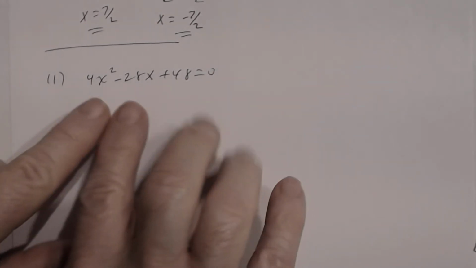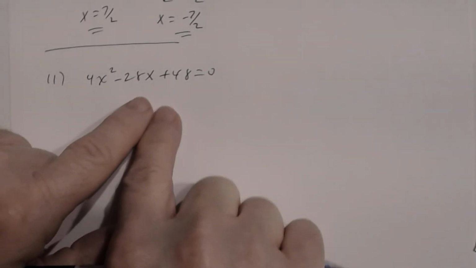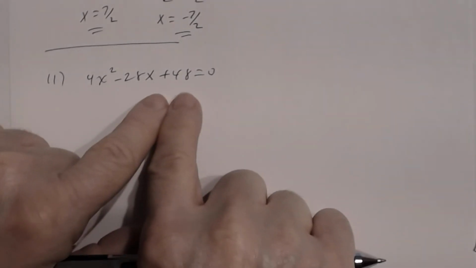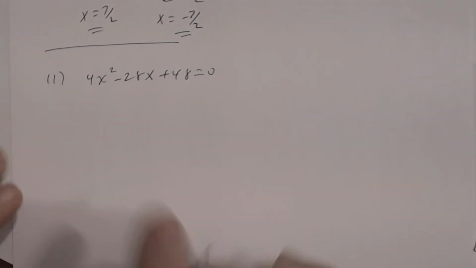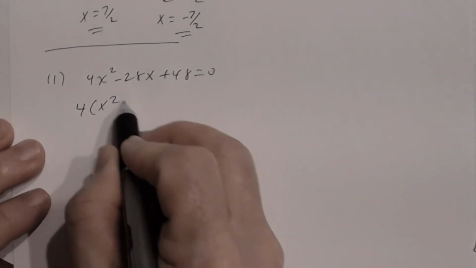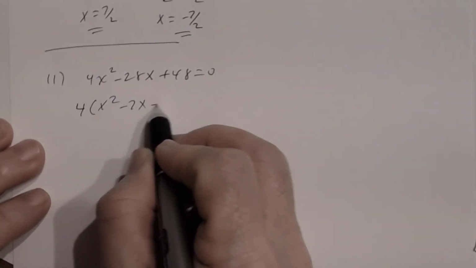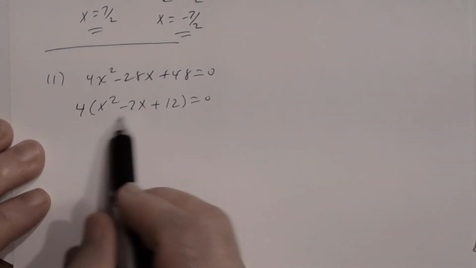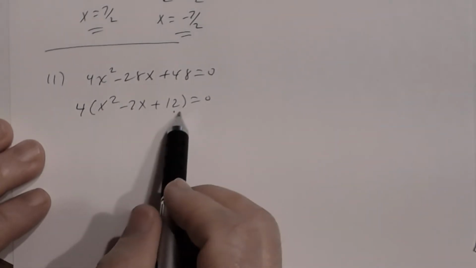Then you're going to factor. When factoring, though, remember the first thing you need to do when factoring is to factor out the GCF. And so there's a GCF of 4 here, right? So if I factor out the 4, I get 4 times x squared minus 7x plus 12 equals 0. And now that makes this right here a lot easier to deal with.